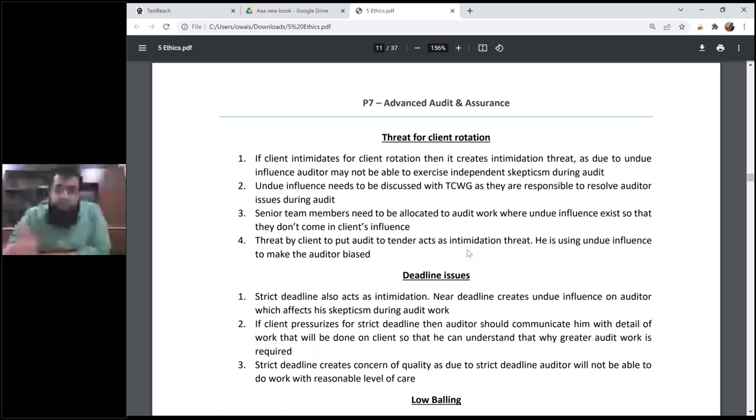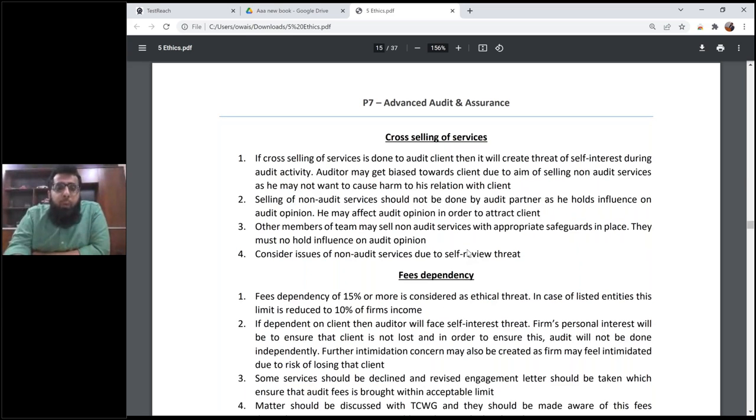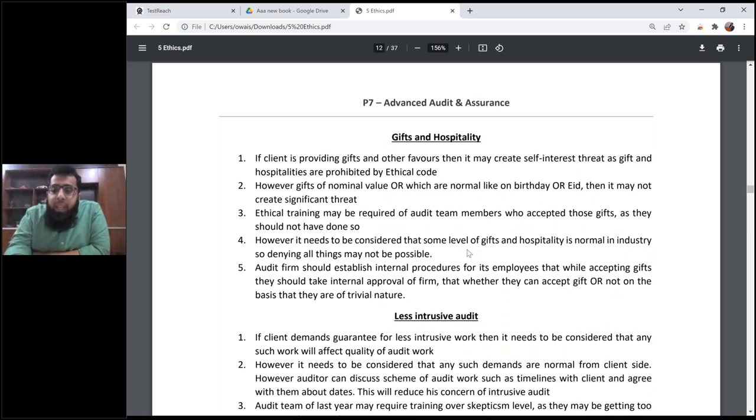Okay, now let's come to the question and look at what he is asking in the question. Okay, and we will solve the question using this handout. Now, discuss the ethical issues and recommend the actions to be taken by our firm. So we are looking at exhibit 5. I want you all to concentrate on it.